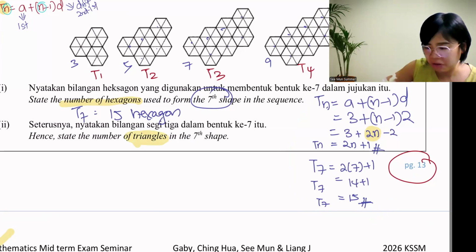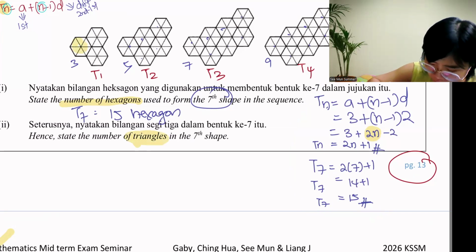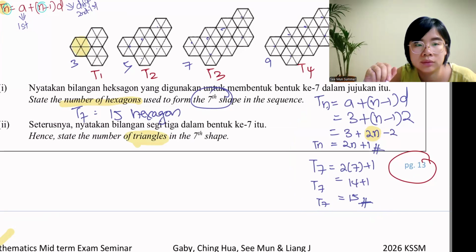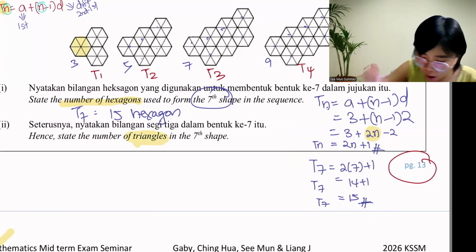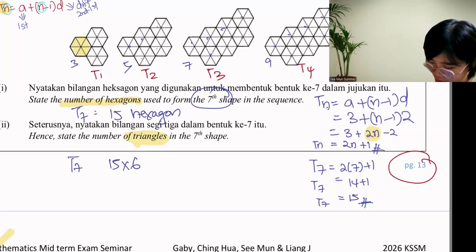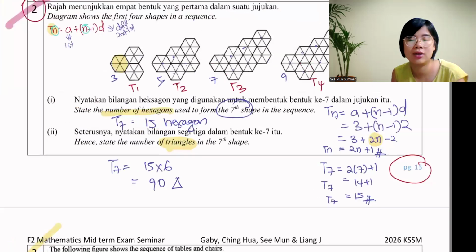You count yourself, right? So this is hexagon, correct? How many triangle in one hexagon? 6. So, as simple as, so how many triangle you have? So, will be 15 times 6, because T7 we have 15 hexagon. So, 15 times 6. 90. Wow, so many triangles. Yeah, so that's my answer.